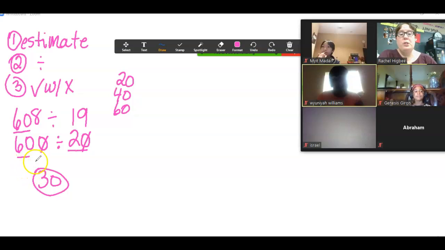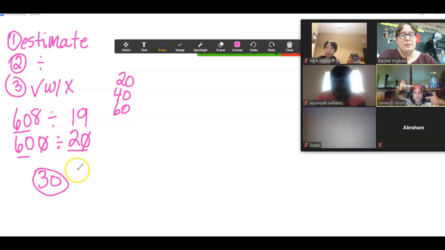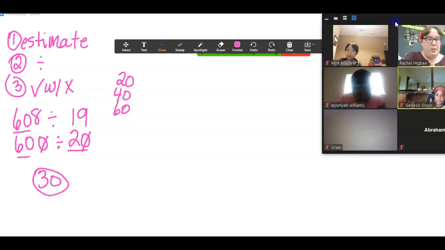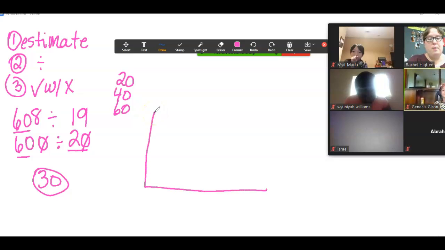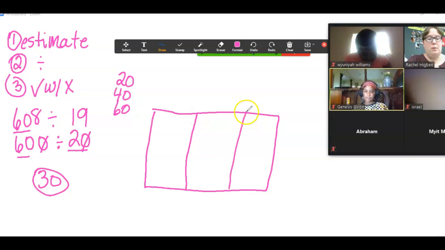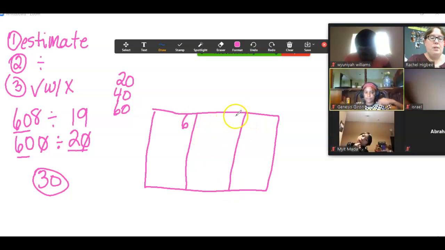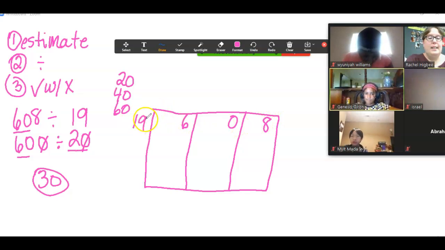Okay, so what do I do next? What's the second step? The box, we divide. Okay, so I gotta move you guys out of the screen just a little bit over there. Okay, so the box. So it's a 3-digit number, 608. So I'm drawing my 3 columns. 608 divided by 19.